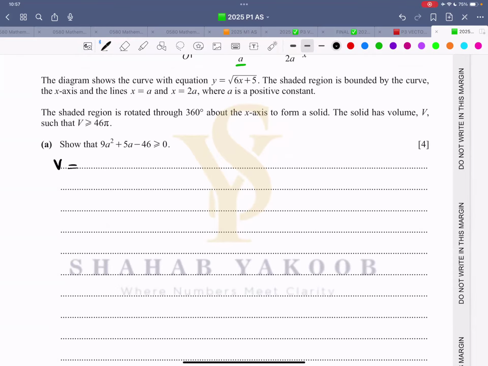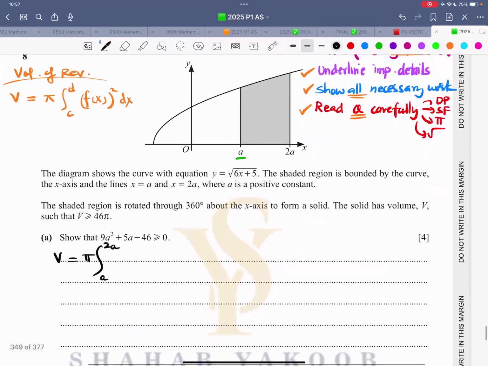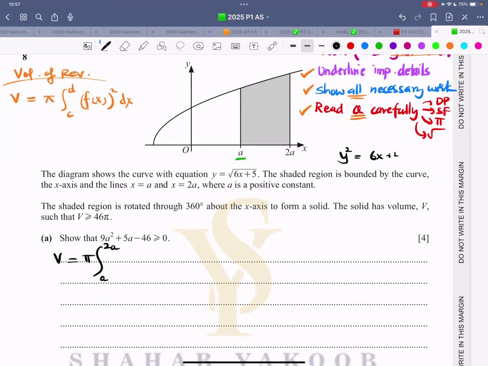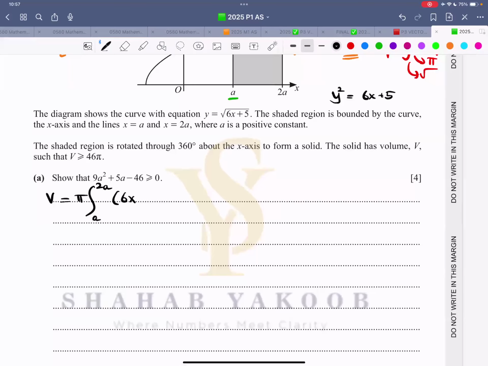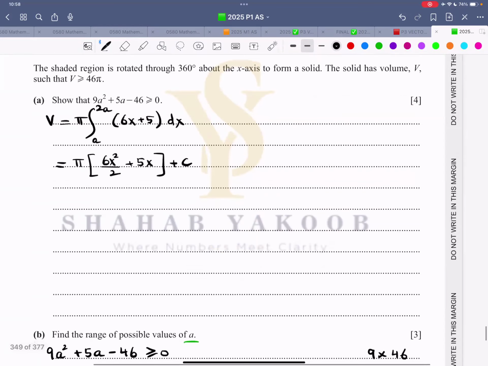This is, let me thin out the marker. That is, what are the limits? The limits are a and 2a. And don't forget the pi. Now this thing, y square is 6x plus 5. So I've squared it on the sidelines. That is 6x plus 5. And this is dx. And let's do it individually. So this is pi. This is 6x squared over 2 plus 5x plus this thing. So now over here, 5x and plus a constant of integration c. That thing is there on the outside.